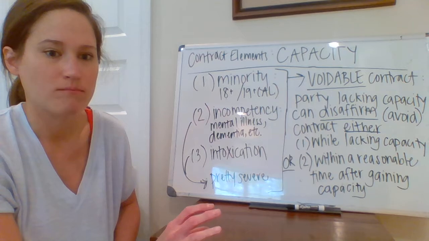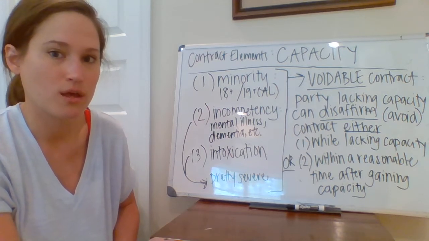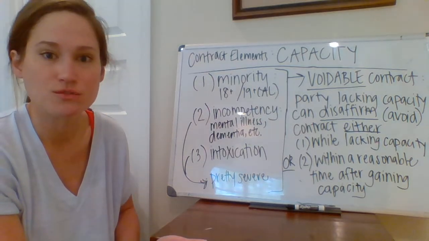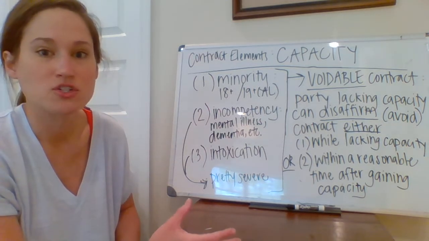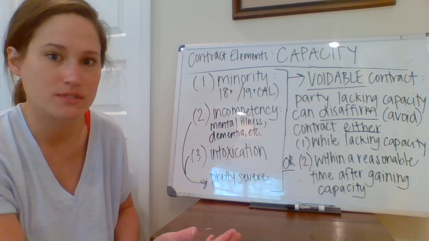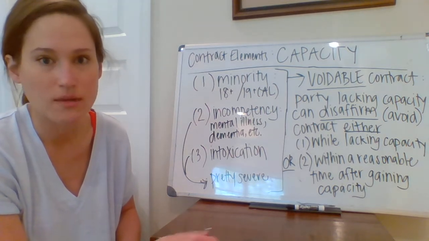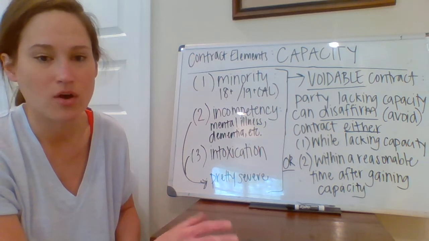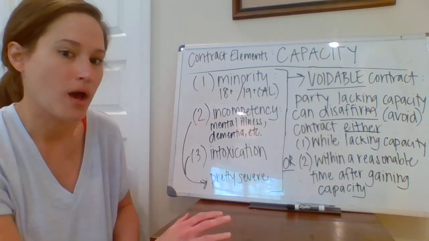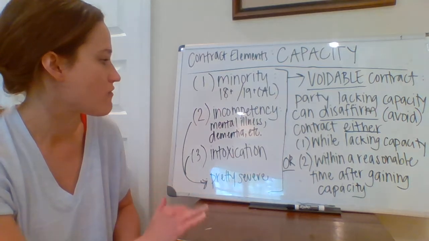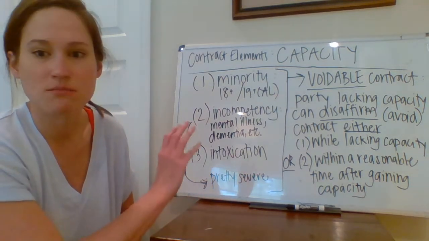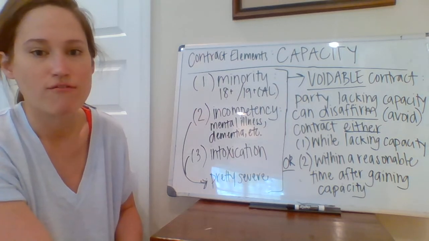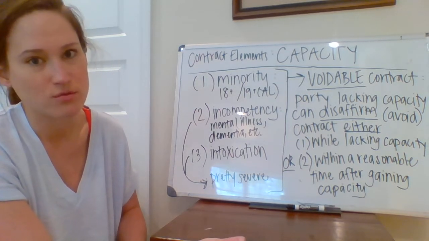Once you break them down a little bit, there are three basic types of issues that can create capacity problems that you certainly need to watch out for in any type of contract negotiation, any type of contract situation. But the effect of all three is pretty much going to be exactly the same in terms of the implication for whether the contract is going to be enforceable.